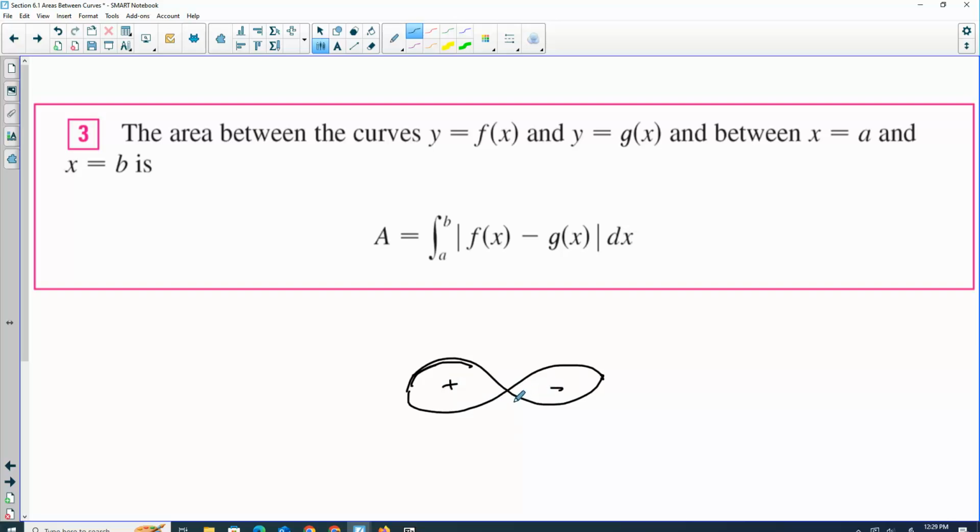And that's not really the case, right? If I just want the area between them. So it's like the absolute value. You have to take each section and calculate those and add them together.